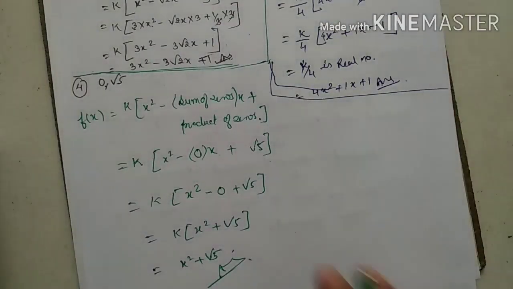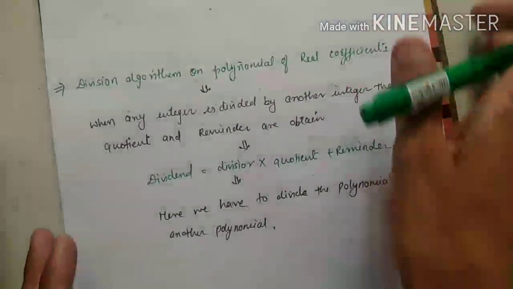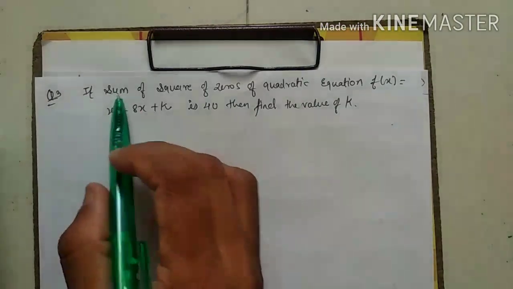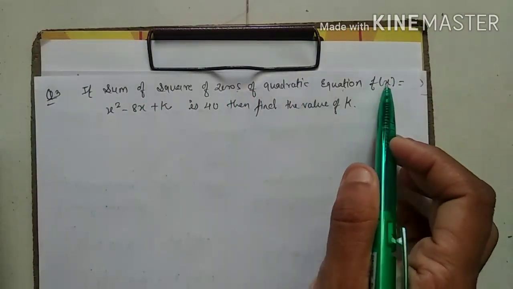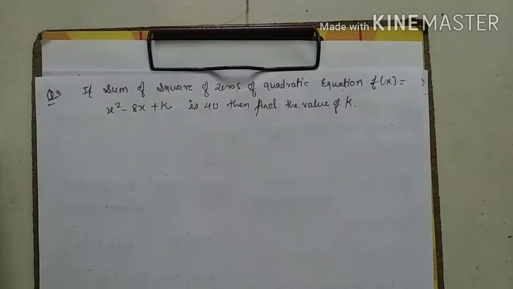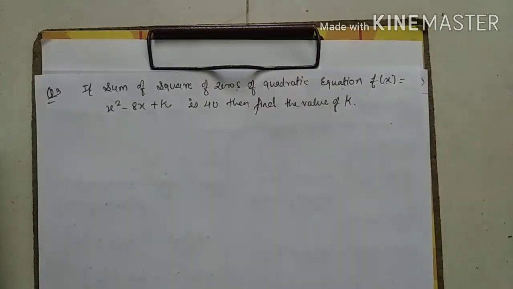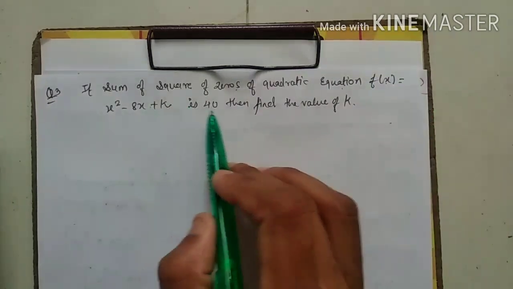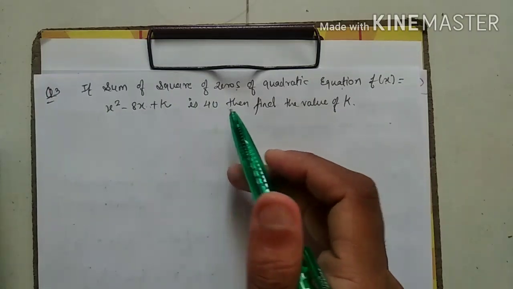Now come to the next. Third question. If the sum of squares of zeros of the quadratic polynomial f(x) equals x square minus 8x plus k is 40, then find the value. Just understand what the question wants to say. What the question is exactly saying: the sum of squares of zeros means whatever the zeros are, you are squaring them. So your quadratic equation becomes this, and the value of that is 40. Understand? So just apply here.